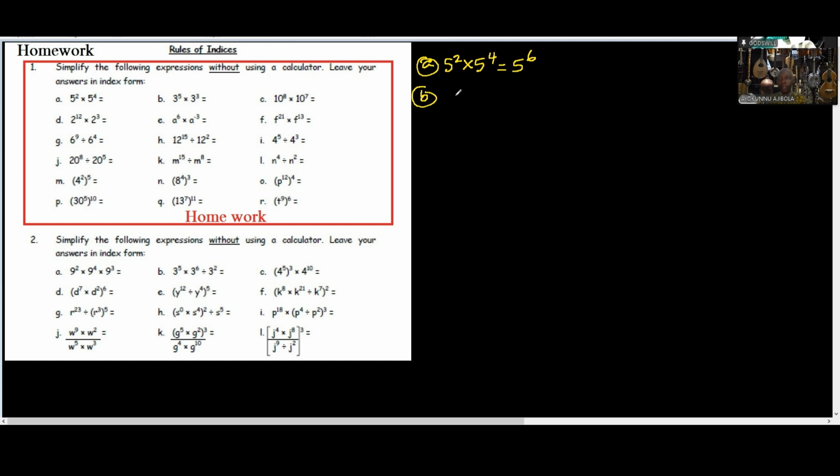Then the second one, we have 3 raised to the power 5 times 3 raised to the power 3. Since they are both 3, we pick 3, then we add the powers together to give us 8. The third one, we have 10 raised to the power 8 times 10 raised to the power 7. So we just pick one of the 10, we add the 8 and 7 to give us 15, and the answer is 10 raised to the power 15.